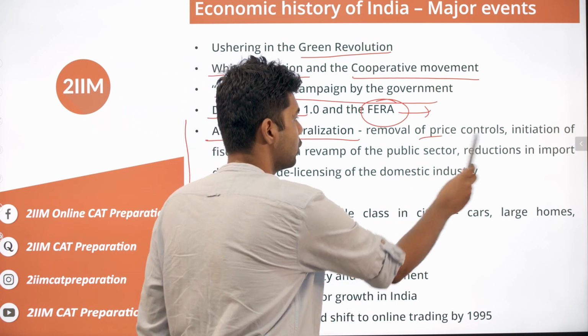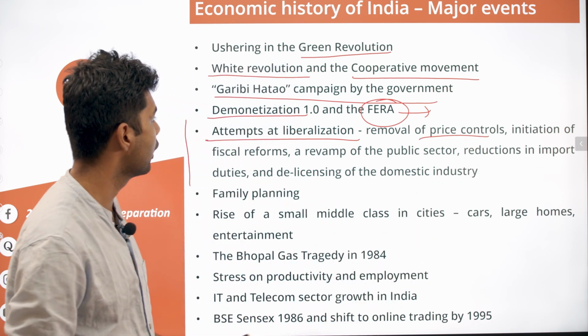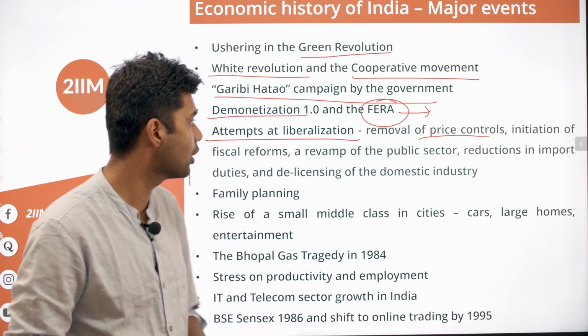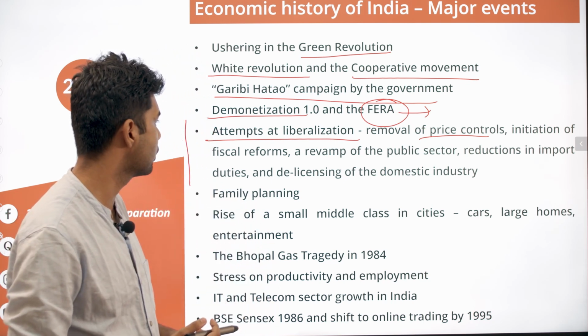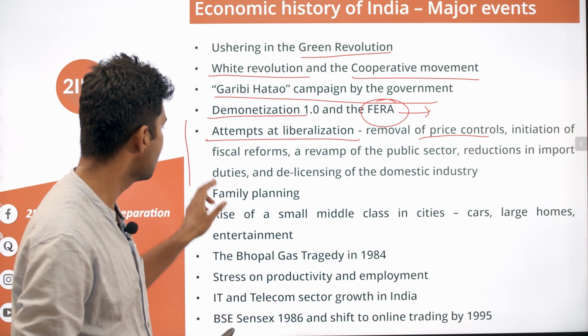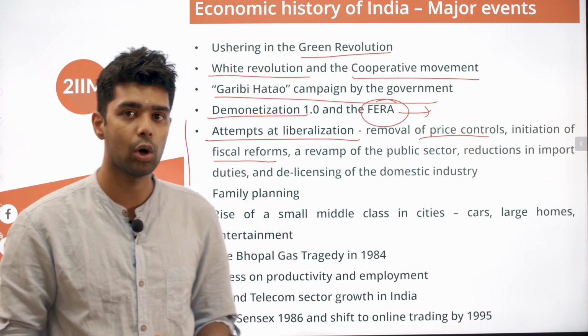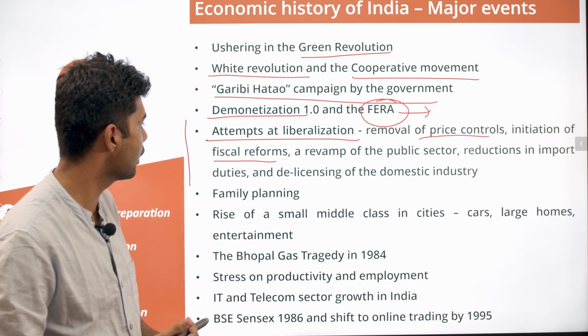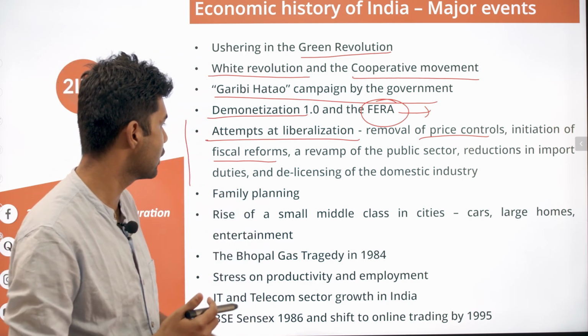So removal of price control was one major thing. All the prices of commodities were regulated by the government. So that had to be given to the free market. Fiscal reforms were done because India was frequently overspending. It did not get enough revenue to account for the spending that it was doing. So they wanted to reduce their spending.